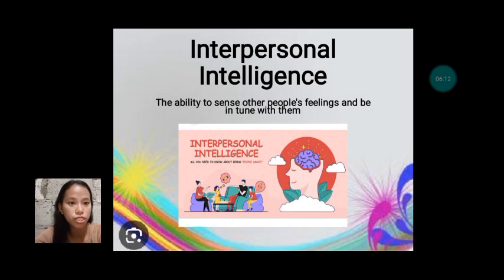Interpersonal intelligence, the ability to sense other people's feelings and be tuned with them. These individuals are skilled at assessing the emotions, motivations, desires, and intentions of those around them. People with interpersonal intelligence can communicate well verbally. Examples of occupations: a salesperson and a politician.